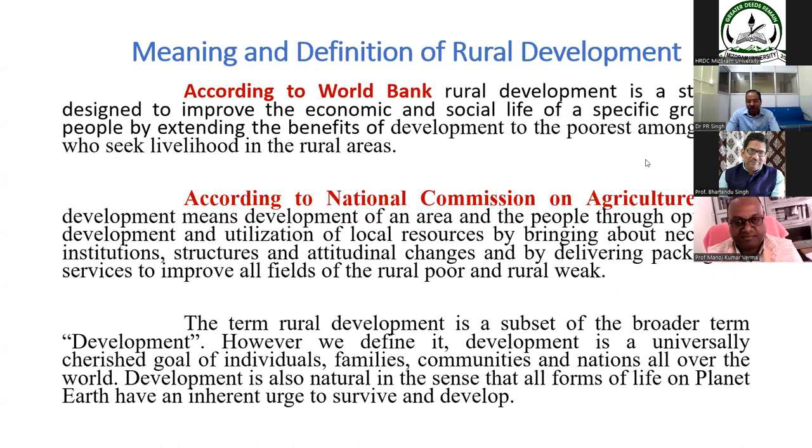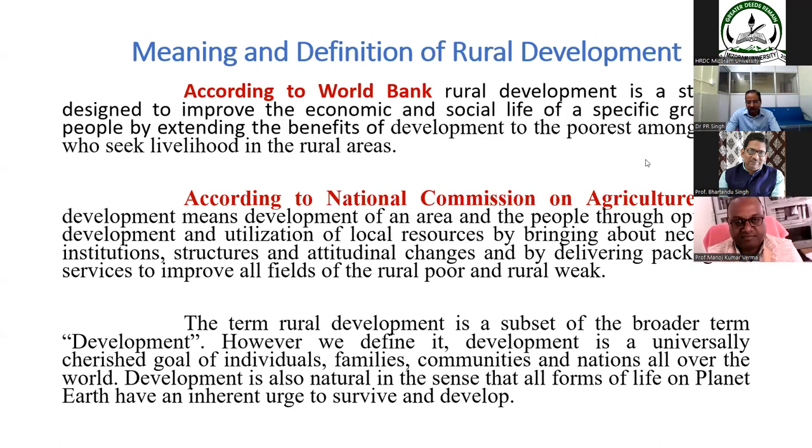According to the World Bank, there is another definition, another criterion, that is to improve the economic and social life, which is also described by Agrawal and others. Then as per the National Commission on Agriculture, India established the National Commission on Agriculture to develop agriculture. They also gave a definition related to rural development. It means development of the area, optimum development and utilization of rural resources, and some other institutions provide knowledge on packaging services and demonstration facilities for innovative or new technologies, so that people improve their livelihoods and do better work in their own fields.